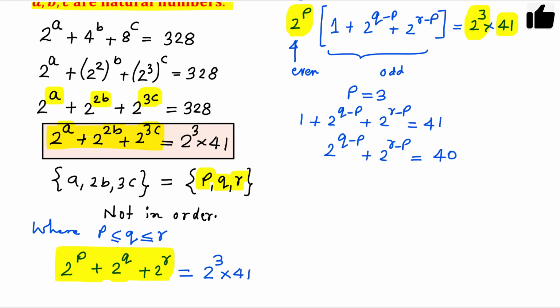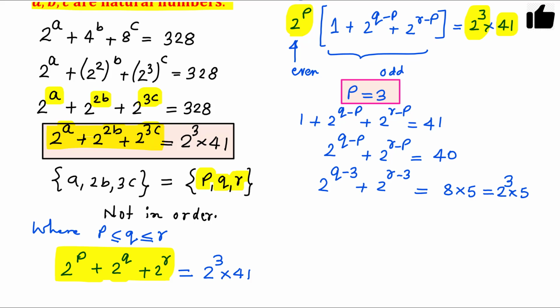Now the value of p is known, so we can plug this value of p into this equation. So this becomes 2 raised to the power q minus 3 plus 2 raised to the power r minus 3, and this is equal to 40. And 40 I can write as 8 into 5, or I can write 2 raised to the power 3 into 5.